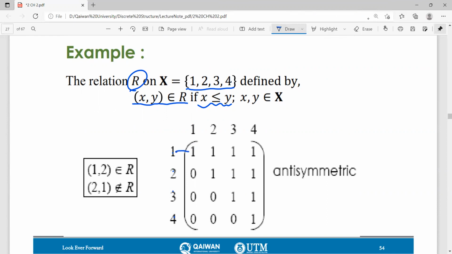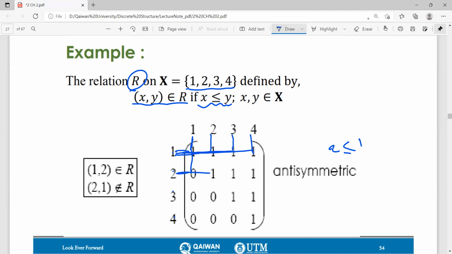Here, is 1 less than or equal to 1? Yes. Is 1 less than or equal to 2? Yes. So we just put 1. If it satisfies the condition, we write down 1. If it's not, we write down 0. Is 1 less than or equal to 3? Yes. Is 1 less than or equal to 4? Yes. And then here, is 2 less than or equal to 1? No. So we just write down 0. Here, 2 is not less than or equal to 1, so that's why we put 0 here.